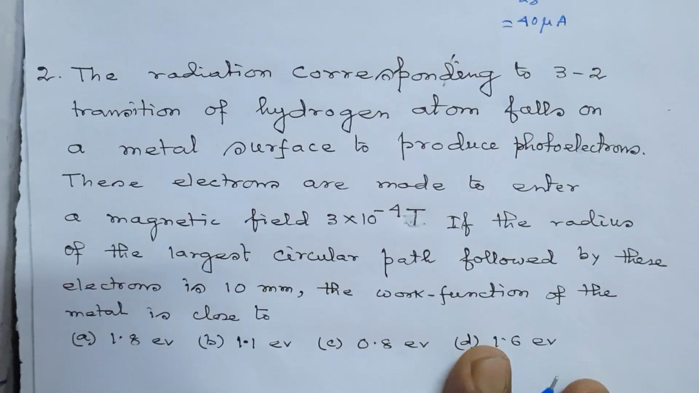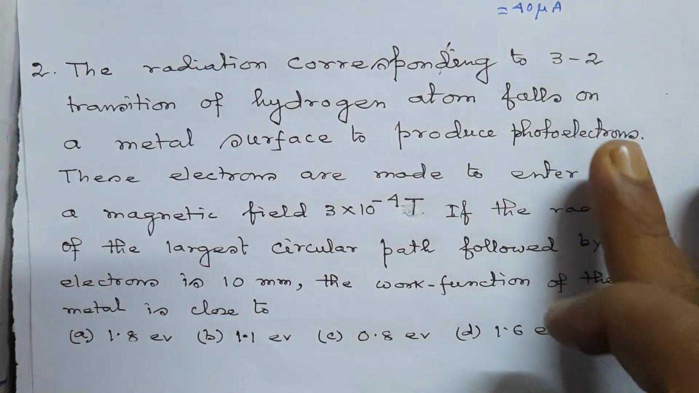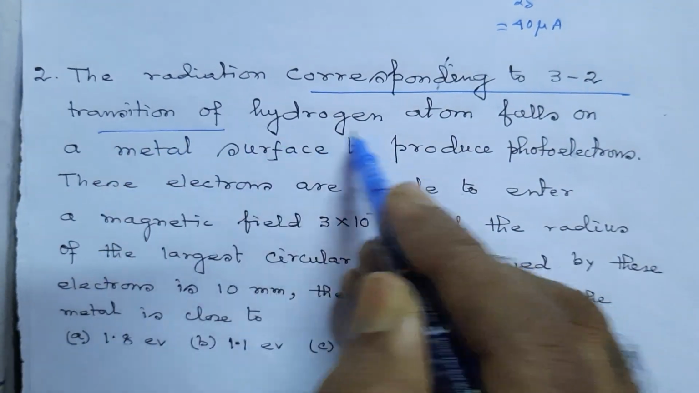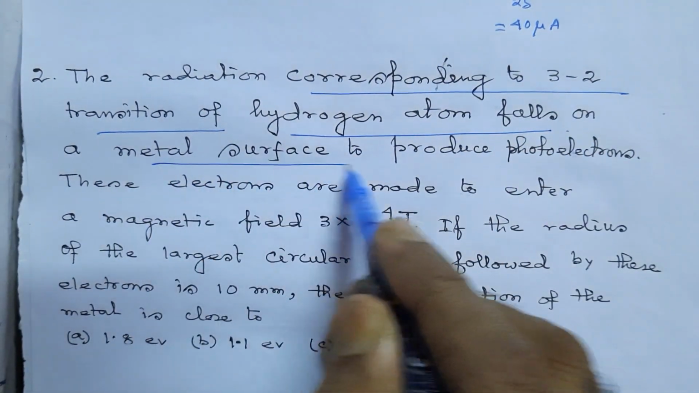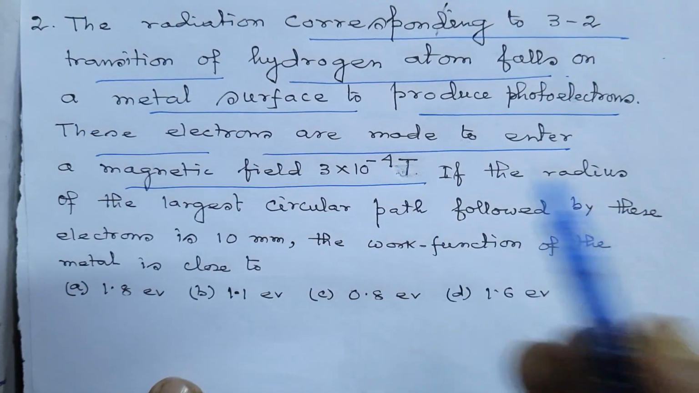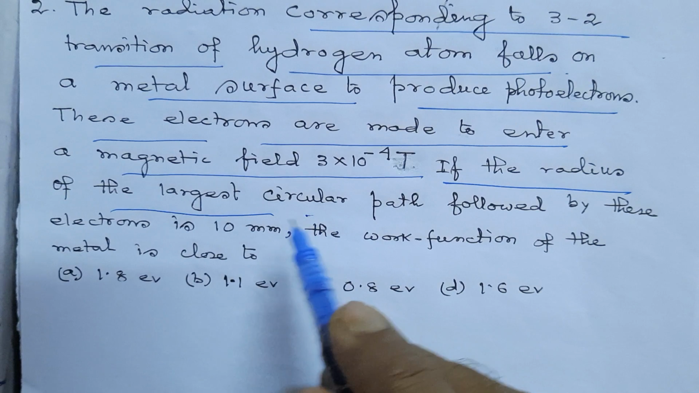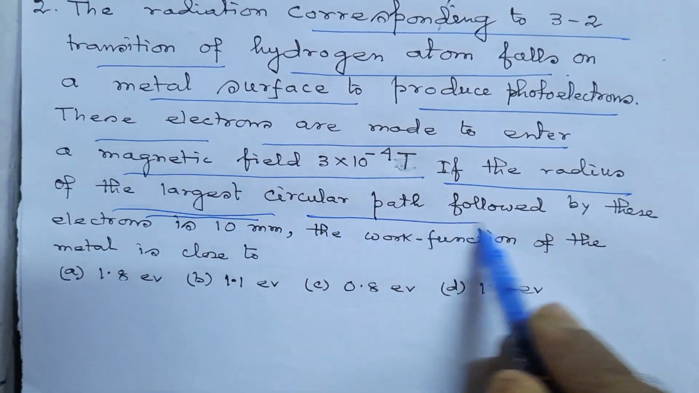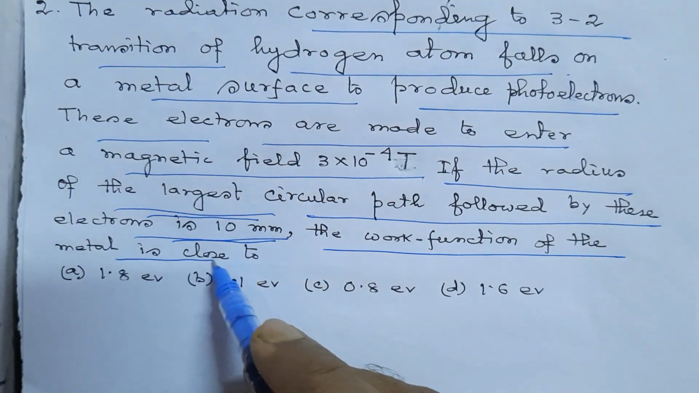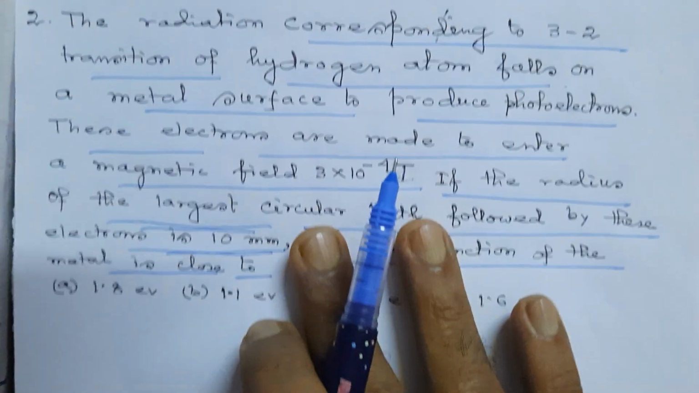Now switch over to the next question, question number 2. In question number 2, the radiation corresponding to the 3-2 transition of a hydrogen atom falls on a metal surface to produce photoelectrons. These electrons are made to enter a magnetic field of 3 into 10 to the power minus 4 Tesla. If the radius of the largest circular path followed by these electrons is 10 millimeter, the work function of the metal is close to. So, there are two aspects of the problem.